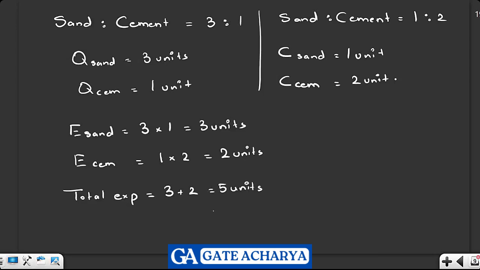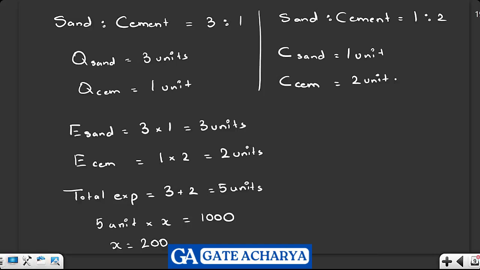Now, this 5 units multiplied by some quantity X must be equal to 1,000, right? Why? Because the total cost of expenditure is 1,000 rupees. So what is the X value here? X value is coming out to be 1,000 divided by 5, that is 200 rupees.